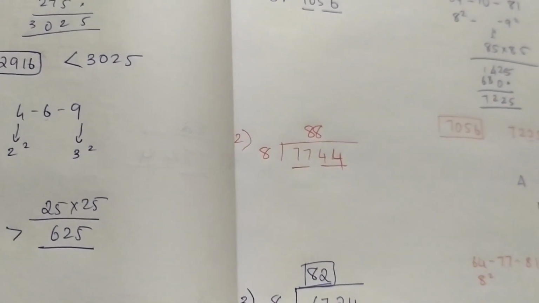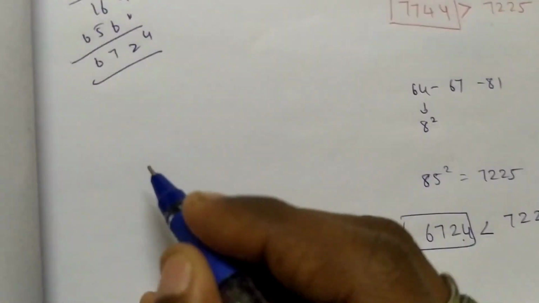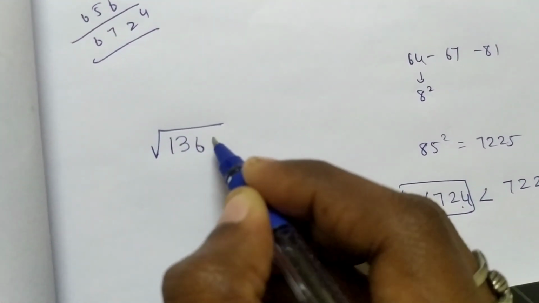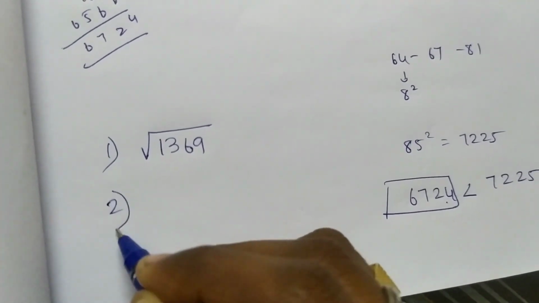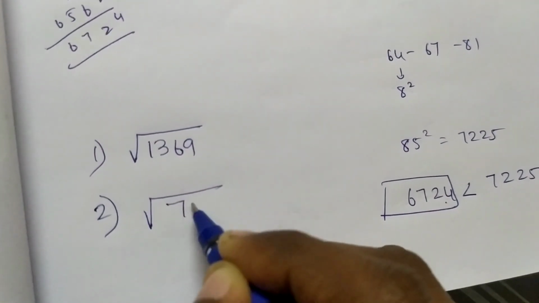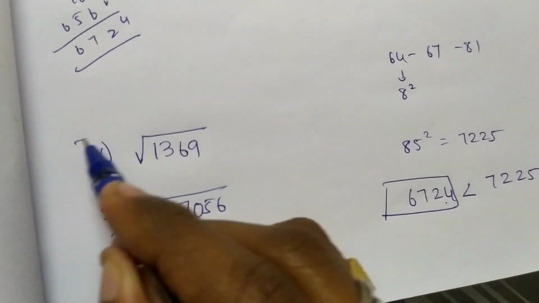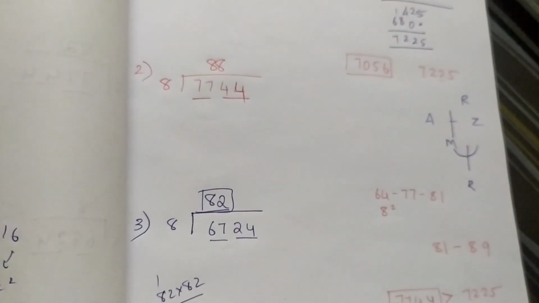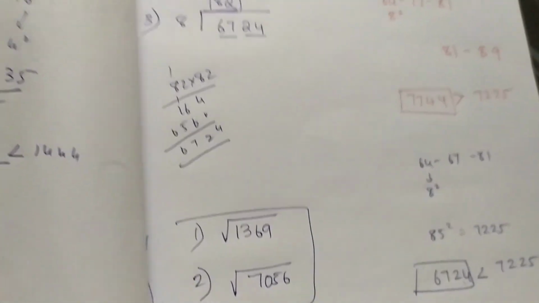And I'm going to give you 2 problems, and tell me in the comment section what your answer would be. 1369 is the first problem, and the second problem is the root of 7056. This trick we are using now, you will never forget. That is the main thing.